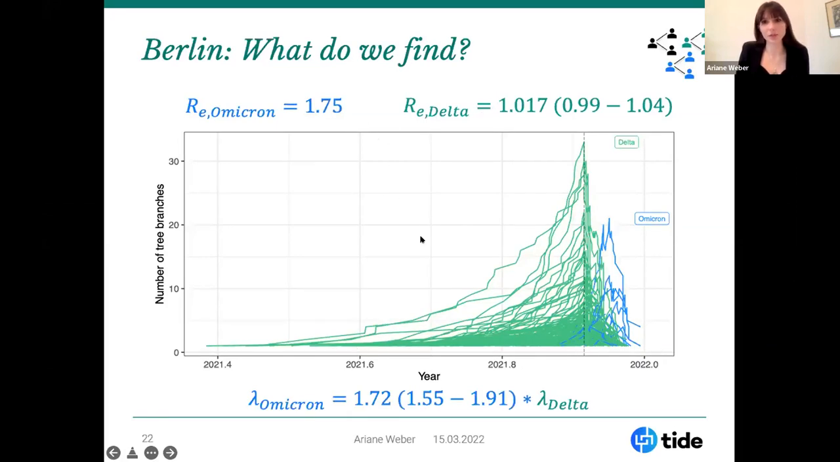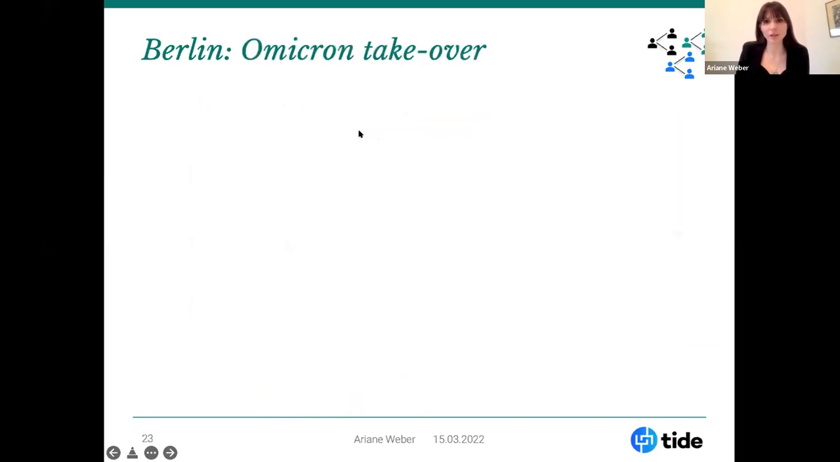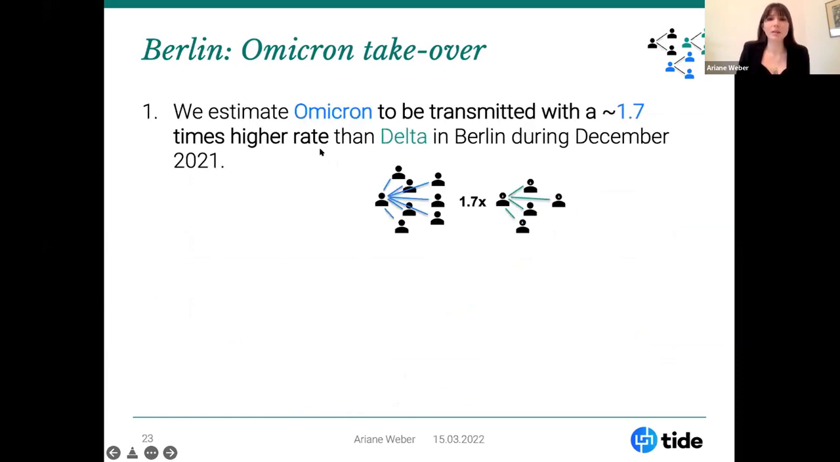And then taking these two mean estimates together, we can see that the effective reproductive number for the Omicron associated clusters we here estimate to be around 1.75. So what this means is that we basically have a quantification of the initial phase of the Omicron takeover in Berlin, in this specific region at this specific point in time, where we estimate the Omicron variant to be transmitted with a higher transmission rate by a factor of 1.7 than the Delta cluster. So this is in Berlin and during December 2021.